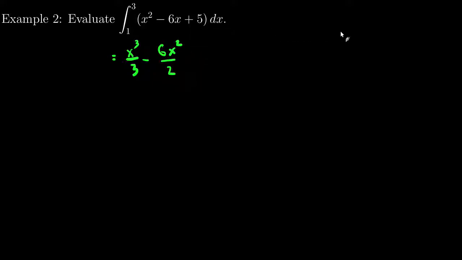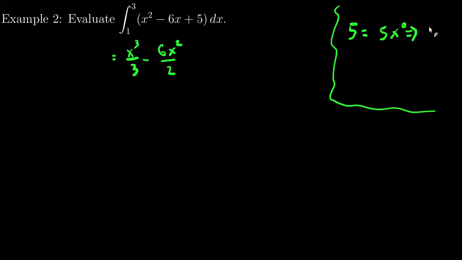And let me write a little aside here. 5 is equal to 5x to the 0. I can use the same rule, even if I don't think through that the antiderivative of 5 is of course 5x, because the derivative of 5x is 5. I can think of it this way: I can add 1 to the exponent and get 5x to the 1st over 1. So I do that.